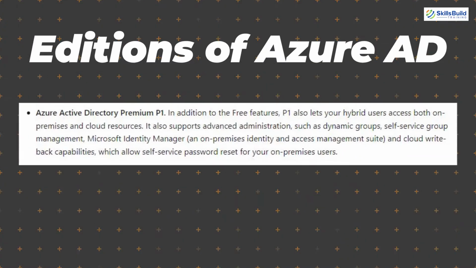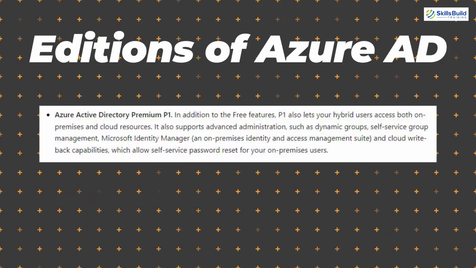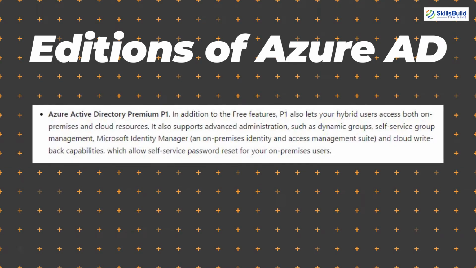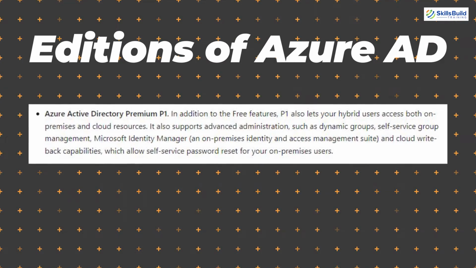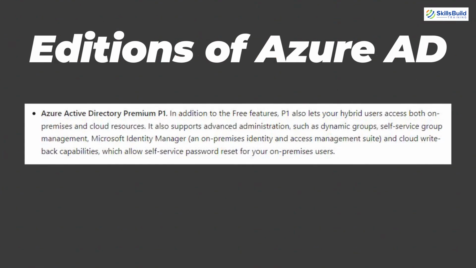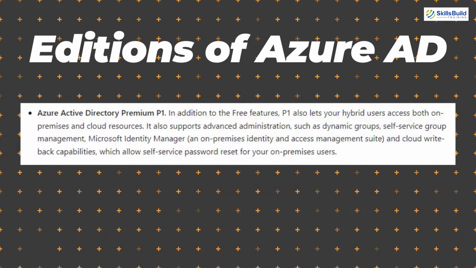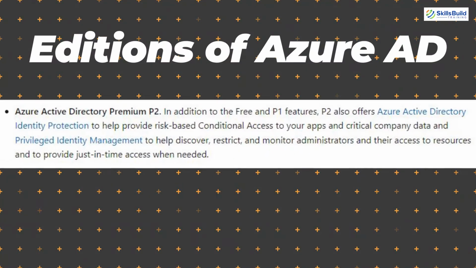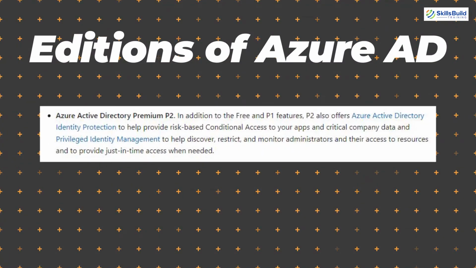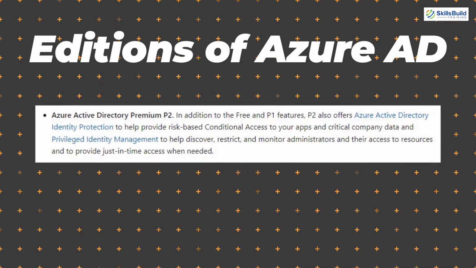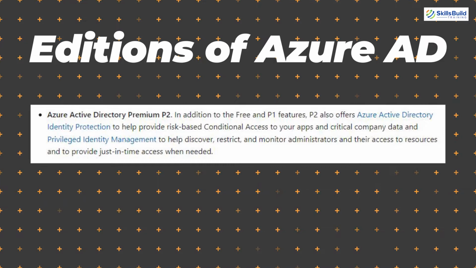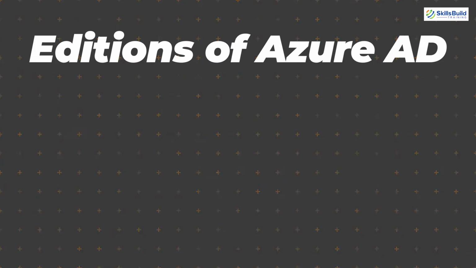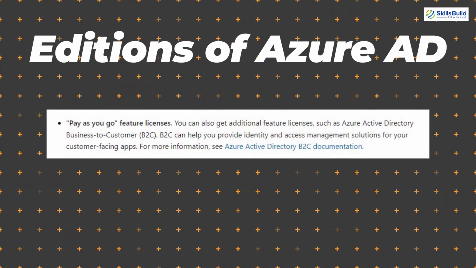The second one is Azure Active Directory Premium P1. Along with the free features, P1 lets your hybrid users access both on-premises and cloud resources. It also supports advanced administration such as dynamic groups, self-service group management, and many things like that. The third one is Azure Active Directory Premium P2. P2 also offers Azure Active Directory Identity Protection to help provide risk-based conditional access to your apps and critical company data. The last edition of Azure Active Directory is Pay As You Go.